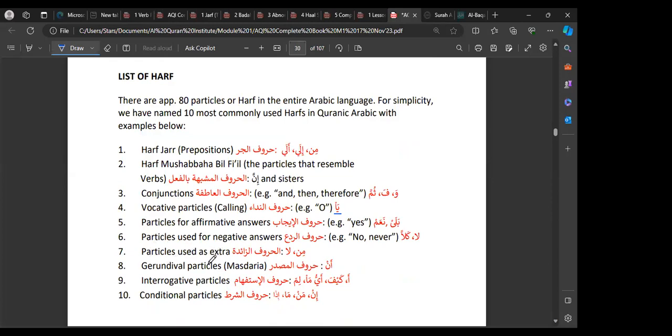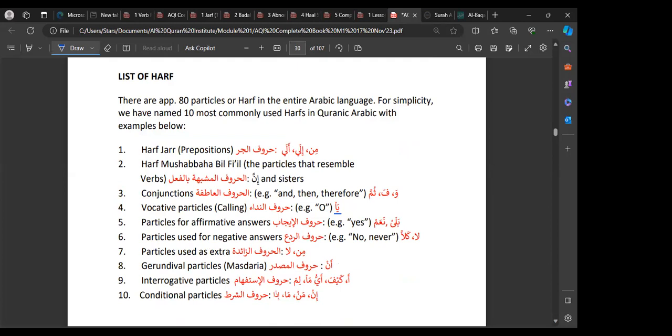Particles used as extra, al-huruf az-ziyada. Yeah, extra particles: min and la. And we'll come to that later as well, inshallah. Gerund particles. And similar to inna, we'll have a whole class on this.